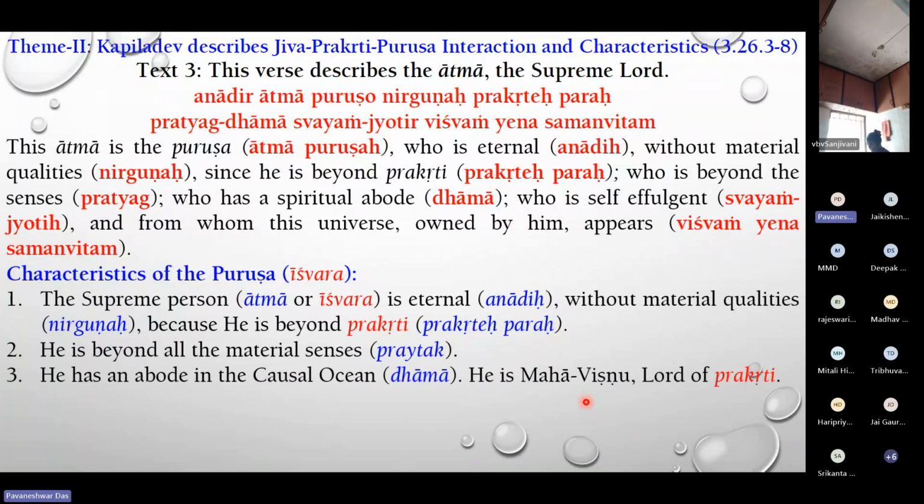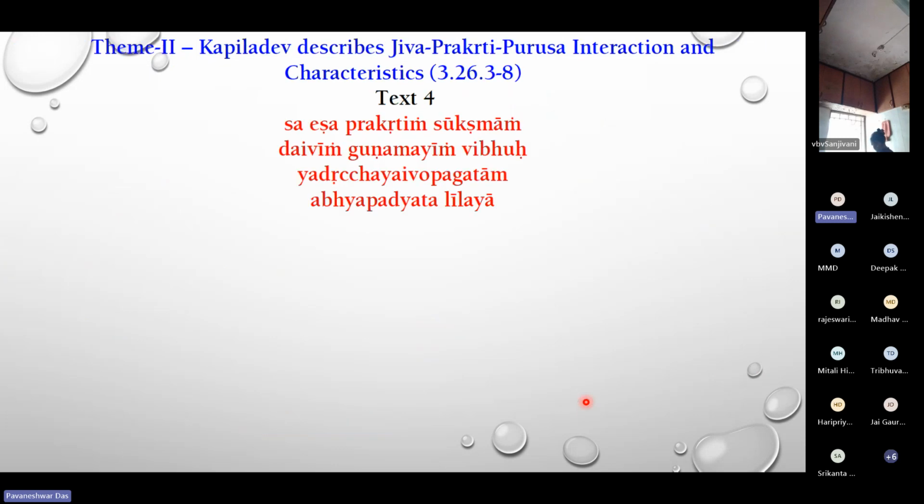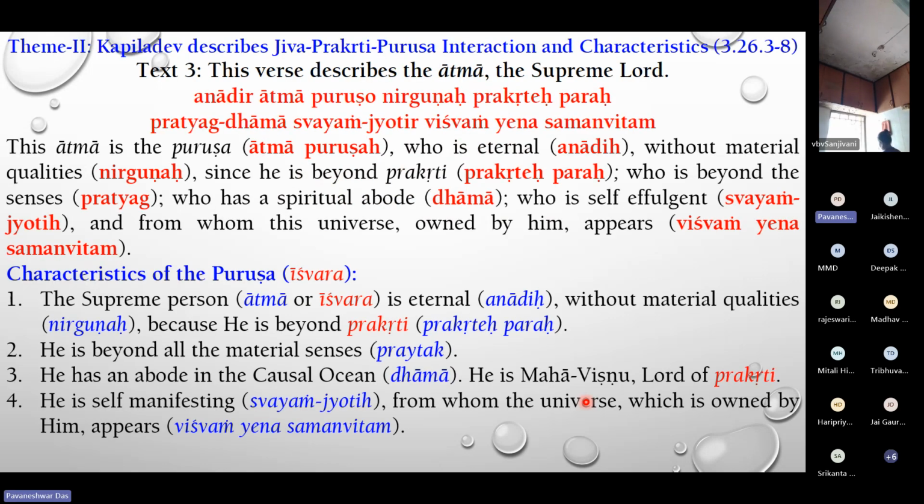Then, he has an abode in the causal ocean. He is Mahavishnu, the Lord of Prakriti. He is self-manifesting, Swayam Jyotih, from whom this universe, which is owned by him, appears. We discussed this elaborately, how the universe manifests from Karanodakshayi Vishnu in the beginning of the third canto. So these are the attributes of Mahavishnu. Now, what was the last point? Pratyak-dhama svayam-jyotir vishvam yena samanvitam.